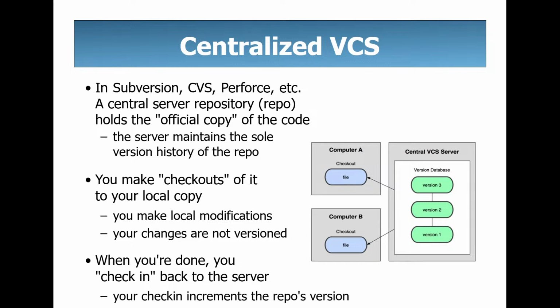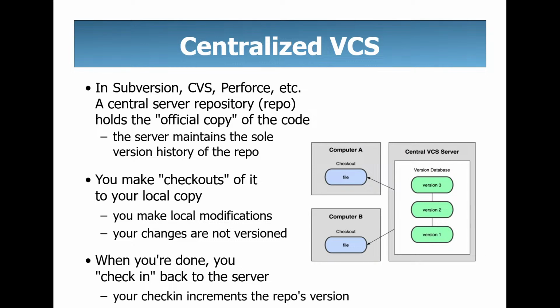Perforce Helix Core is another centralized VCS known for its scalability and performance, particularly suited for large codebases and binary assets. CVS, Concurrent Versions System, is one of the earliest version control systems, though less commonly used today. It also operates with a single central repository. Advantages of centralized VCS.